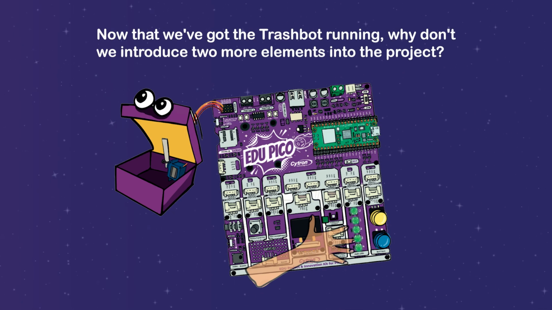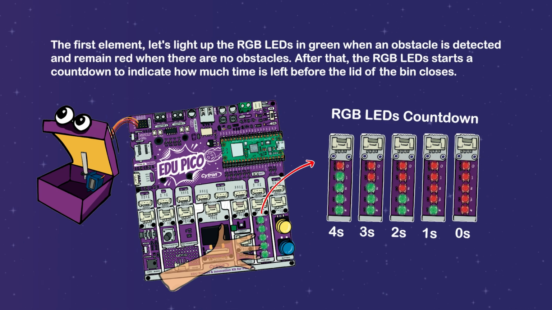Now that we've got the trash bot running, why don't we introduce 2 more elements into the project? The first element, let's light up the RGB LEDs in green when an obstacle is detected and remain red when there are no obstacles. After that, the RGB LEDs start a countdown to indicate how much time is left before the lid of the bin closes.